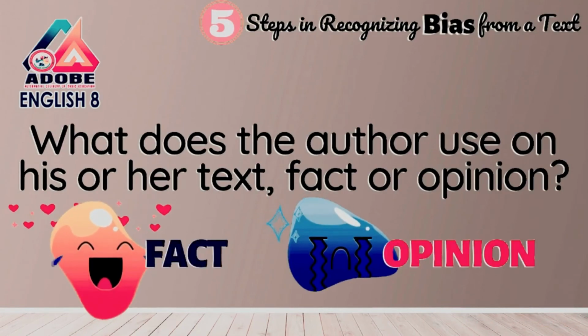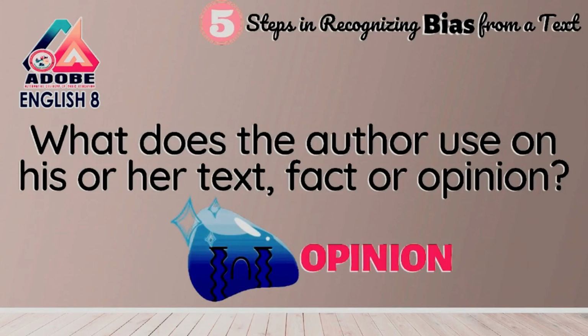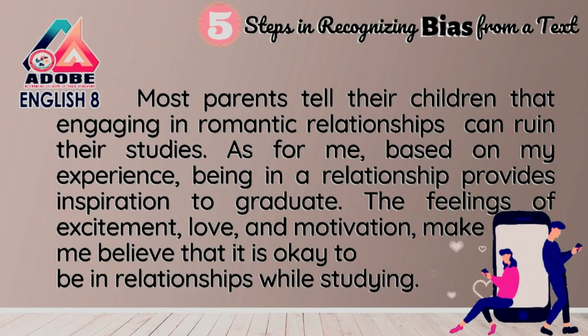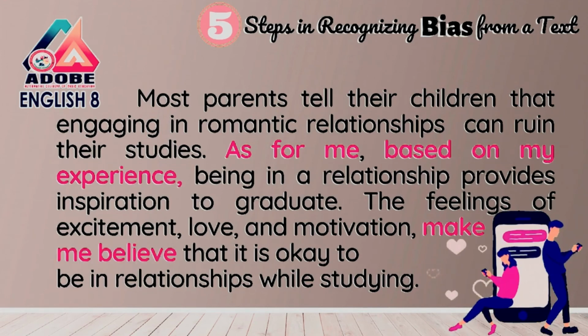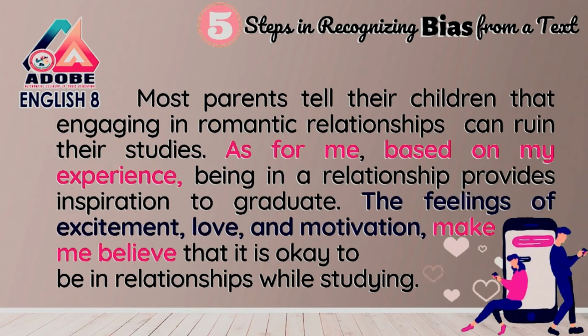What does the author use in his or her text? Fact or opinion? Correct, it is an opinion. The author shows bias according to his or her own feelings. What are the expressions that the author used to show bias? He or she uses the expressions "as for me," "based on my experience," "make me believe," as well as the phrase "the feelings of excitement, love, and motivation," to persuade the audience to believe his or her opinion.